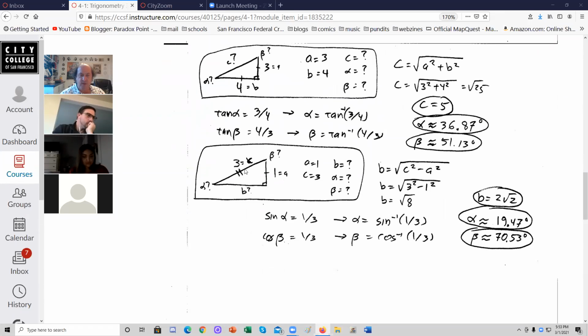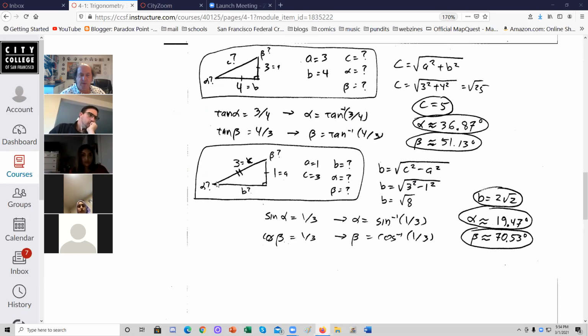Here we have side A is 1. Side C is 3. What's B? What's alpha? What's beta? All right. Now, side B, by Pythagorean relation, B equals root of C squared minus A squared. That's root of 3 squared minus 1 squared. It's root 8, or simplifies to 2 root 2.